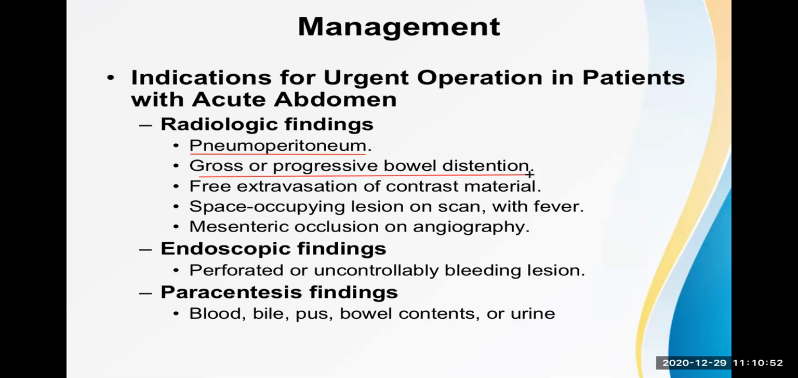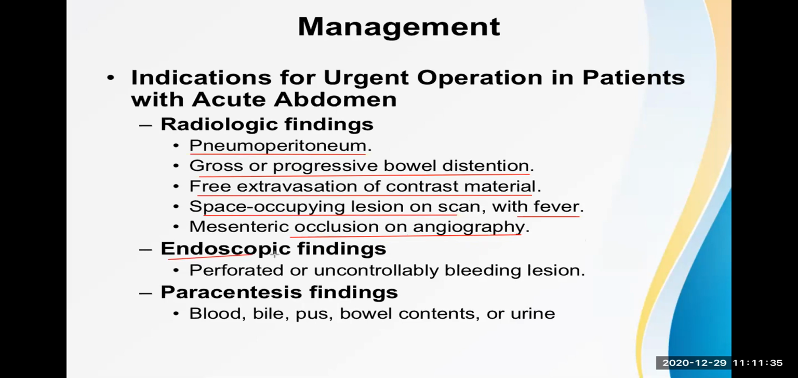Gross or progressive bowel distension, if you have diagnosed that by X-ray, this is a feature of intestinal obstruction. Free extravasation of contrast material, again, this is the feature of rupture or perforation. Space occupying lesion on scan with fever, maybe abscess, who knows, and mesenteric occlusion on angiography. There is a clear-cut case of mesenteric occlusion, so if we can detect early, we can go for the removal of that. For example, big thrombus, thrombectomy can be done. So all these things are there. And another one, if it is too late, we can go for the resection of the bowel.